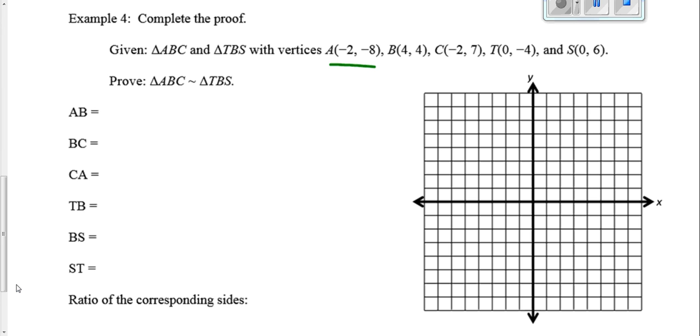A is at -2, -8. -2, 1, 2, 3, 4, 5, 6, 7, 8. Way down here. All right, B is at 4, 4. 1, 2, 3, 4. 1, 2, 3, 4. So you can be doing this with me. You don't need to just be watching. C is at -2, 7, which is here.